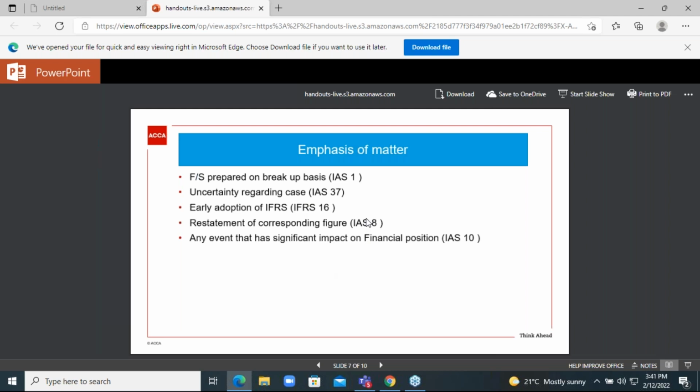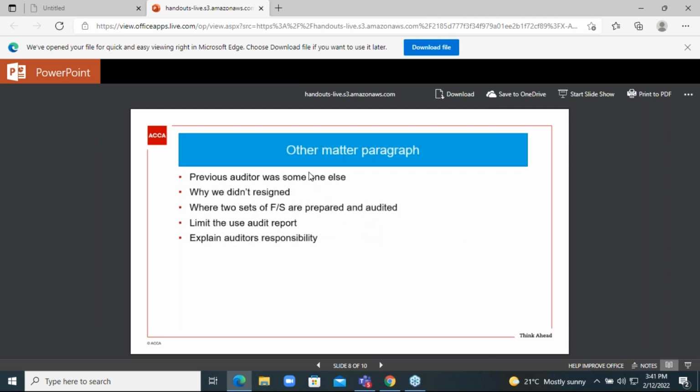So this is the emphasis of matter paragraph, and the third paragraph is the other matter paragraph. These are things that have no relationship with the accounting standard application. All these things are relevant to auditors, the audit report, and the audit process. So why there was someone else as auditor last time, why we didn't resign due to local legislation, or whenever there are two financial statements prepared, which financial statement this audit report you are reading relates to. So it should be clarified. So the other matter paragraph can be used.